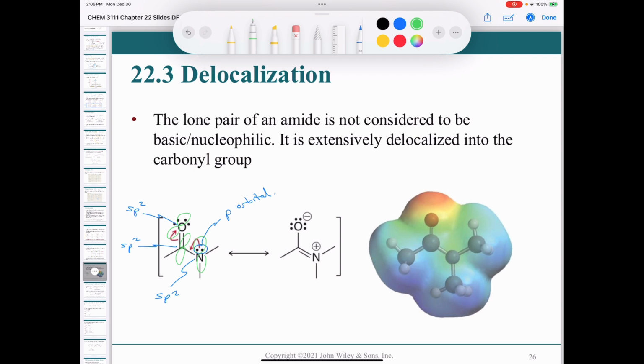And so when you see an amide, and you're going to see a lot of them moving forward in the class when we look at peptides and proteins, and you'll see a lot of them in biochemistry as well, you should be well aware that when you see a lone pair on the nitrogen of an amide, it is not basic because it is delocalized into the carbonyl group. And you see that shown in this electrostatic potential map where we have a big old delta negative up by that oxygen, which shows the delocalization of that lone pair.